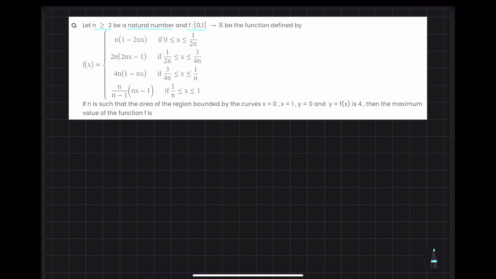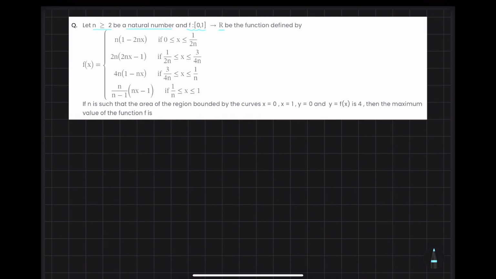The function is defined from 0 to 1. So the domain is 0 to 1, to R. Be the function defined by this. So just be super slow. Don't get stressed because of the volume of the question.